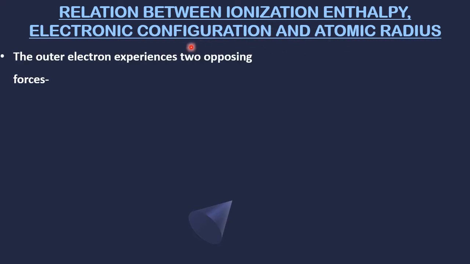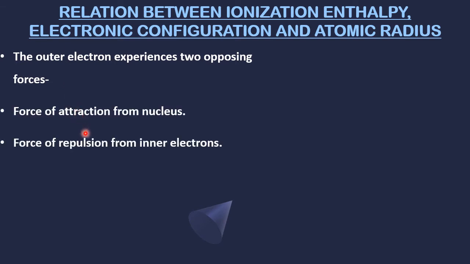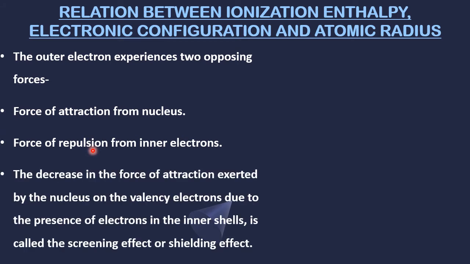The outer electron, also known as the valence electron, experiences two opposing forces. Number one, attractive force from the nucleus. Second one, repulsive force from the neighboring electrons. The decrease in the force of attraction exerted by the nucleus on the valence electrons due to the presence of electrons in the inner shells is called the screening effect or shielding effect.